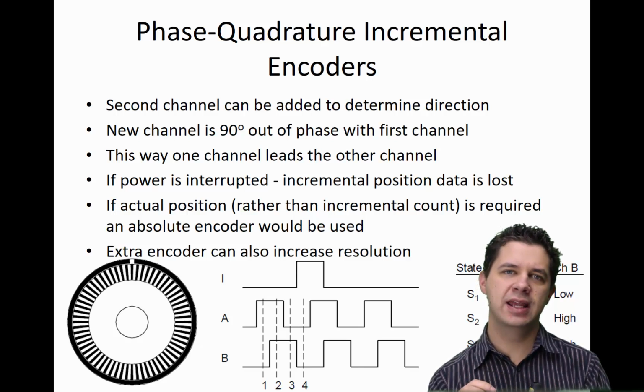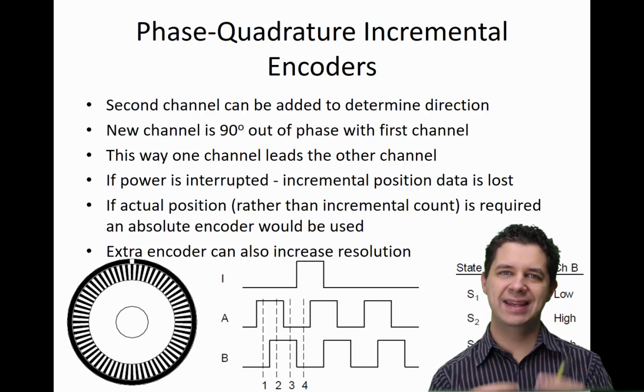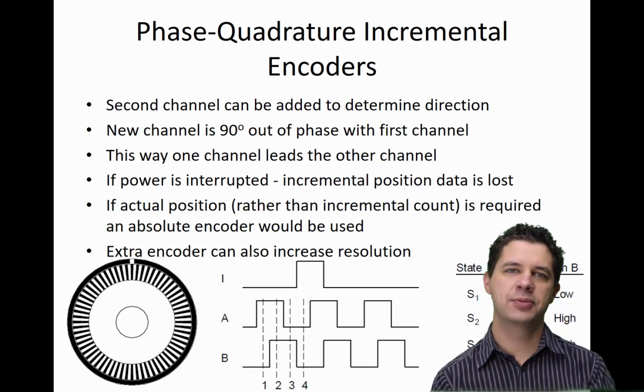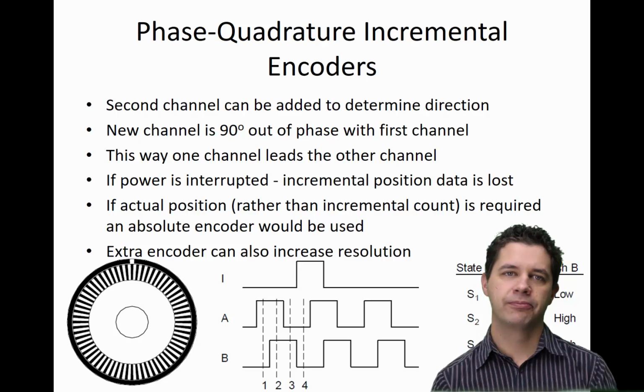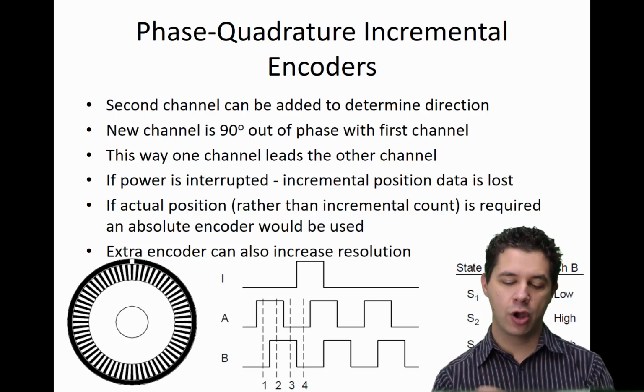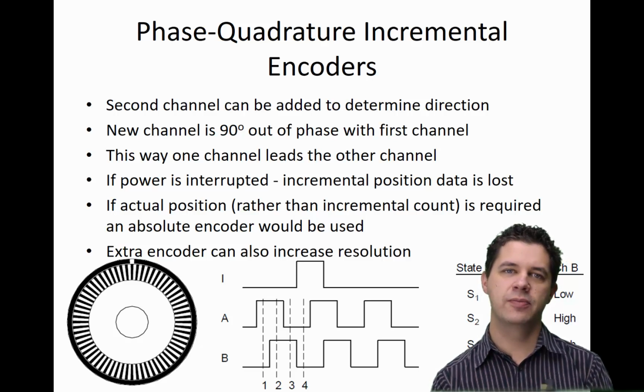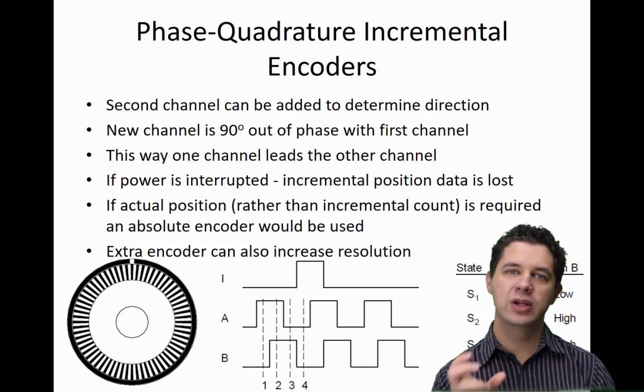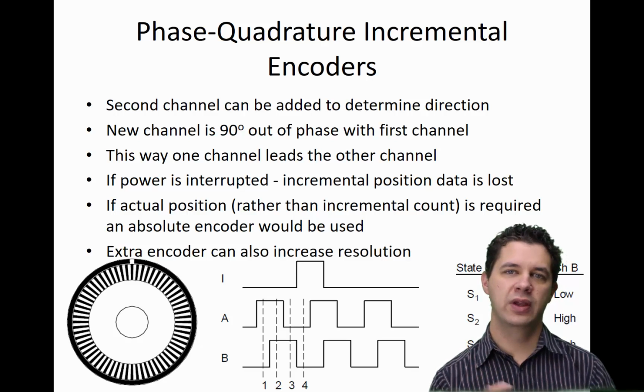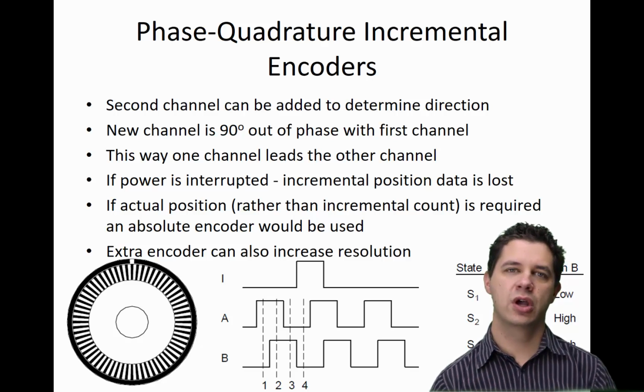So if we're interested in the actual position rather than the incremental count of where we're going, an absolute encoder would be used. The other thing is, adding this extra encoder or this extra photodiode receiver pair increases our resolution significantly. We effectively double it because we've got twice as many values that we can quantize.